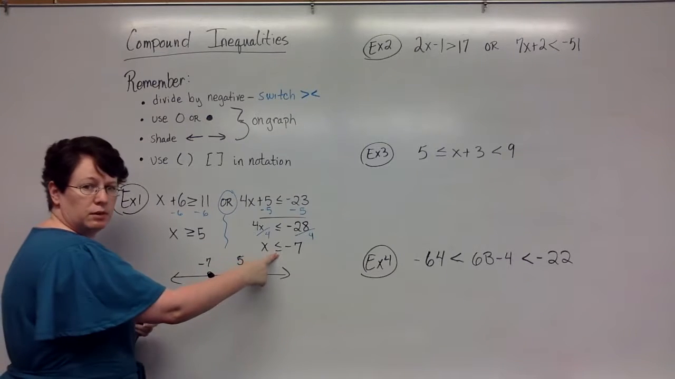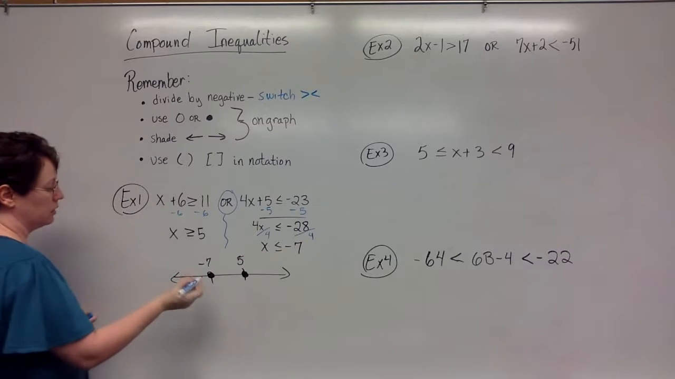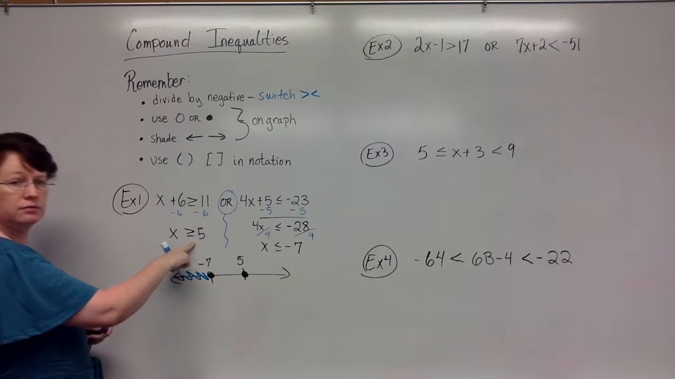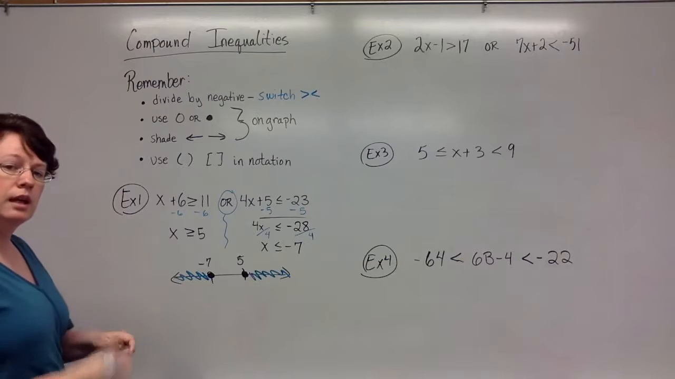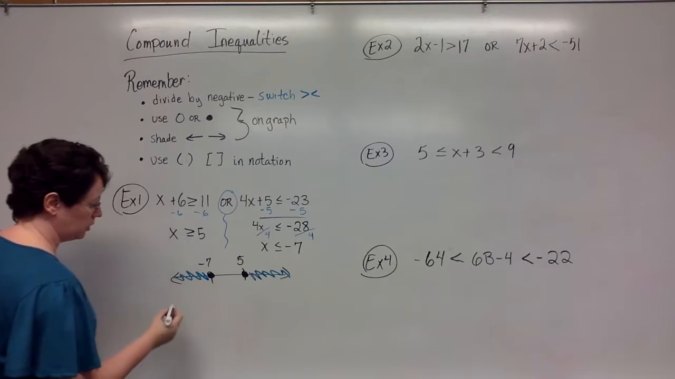Now, from the negative 7, which way am I shading? Yep, arrow points to the left, so we're going to shade to the left. From the 5, it points to the right. We're going to shade to the right. Now we're going to do our interval notation. I'm going to write it right underneath my number line.